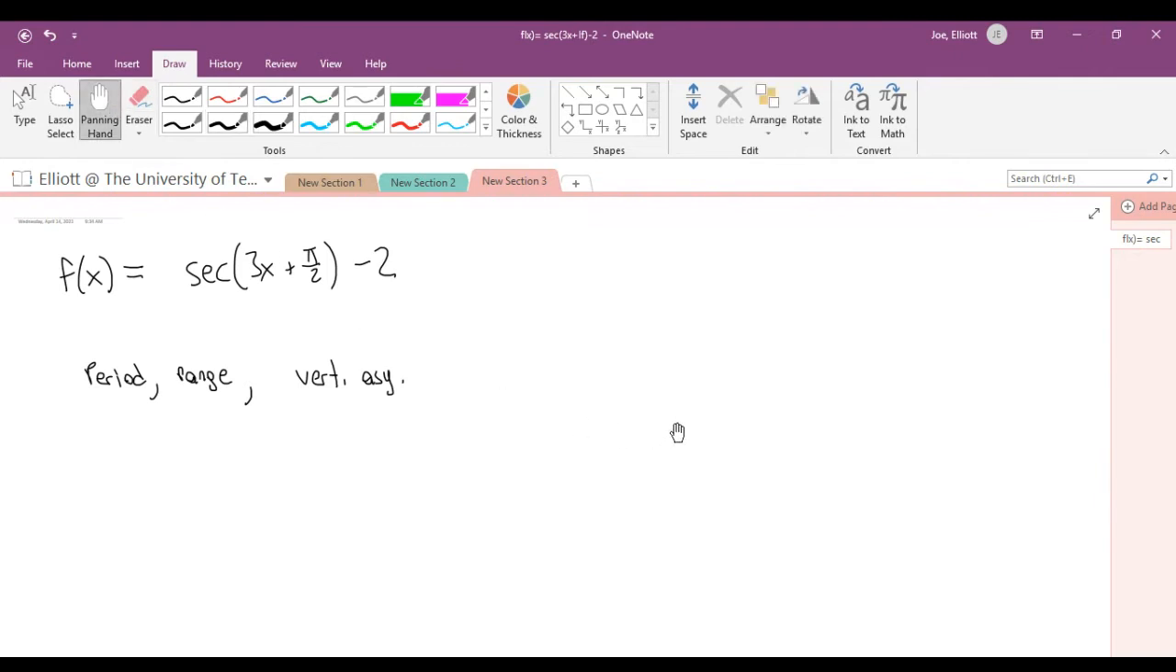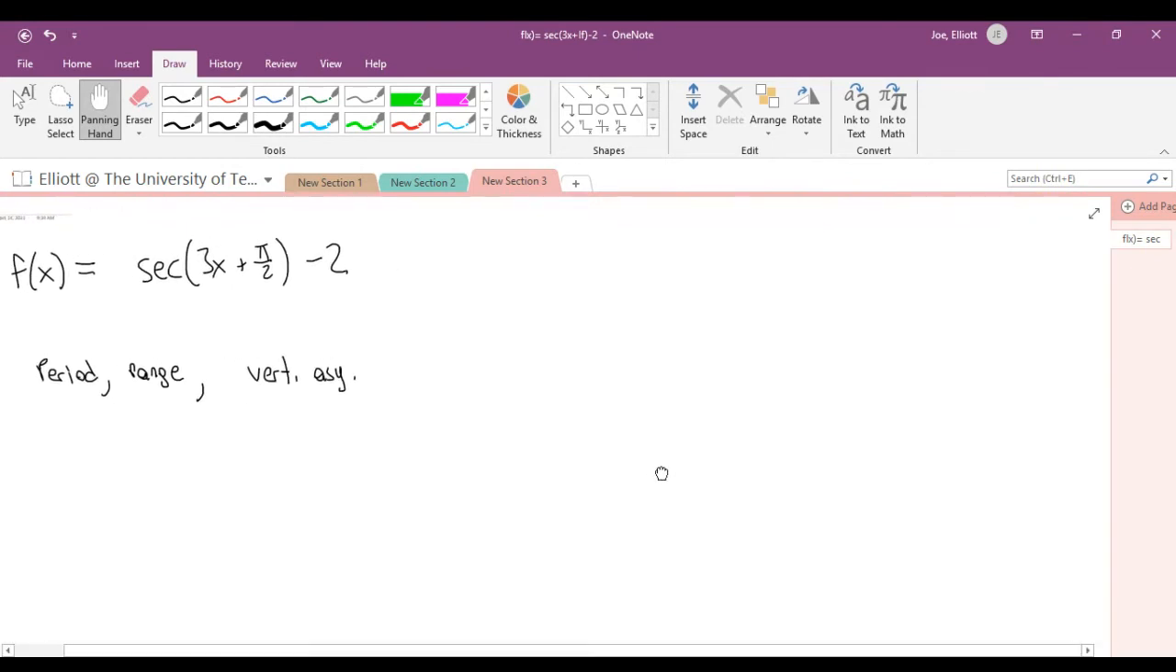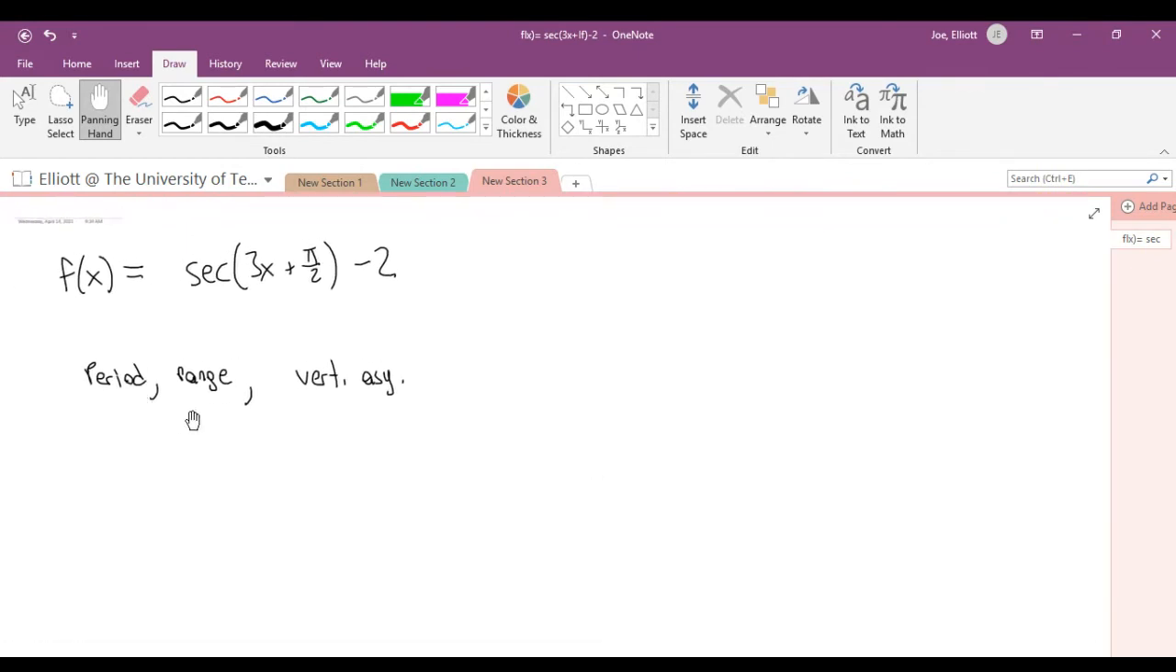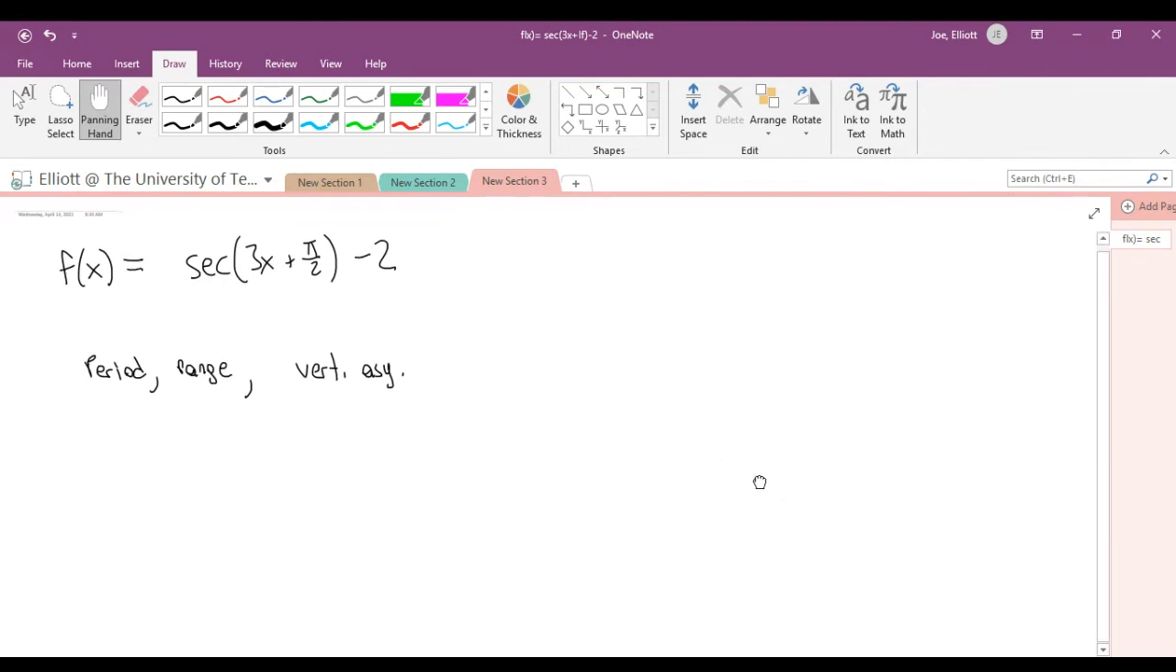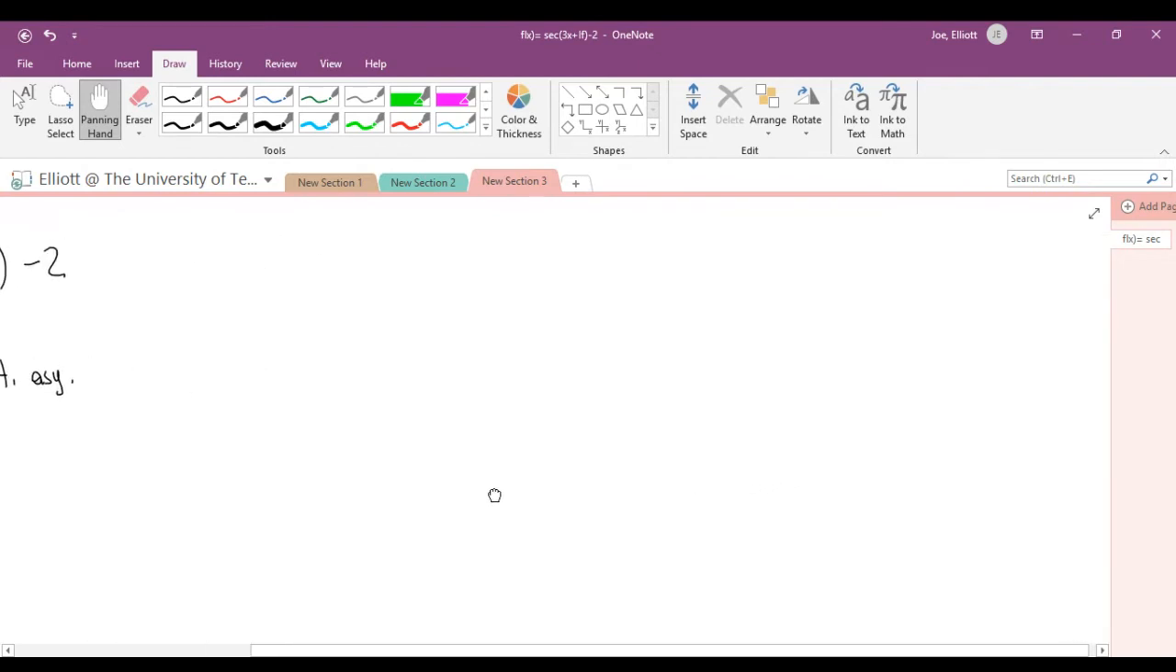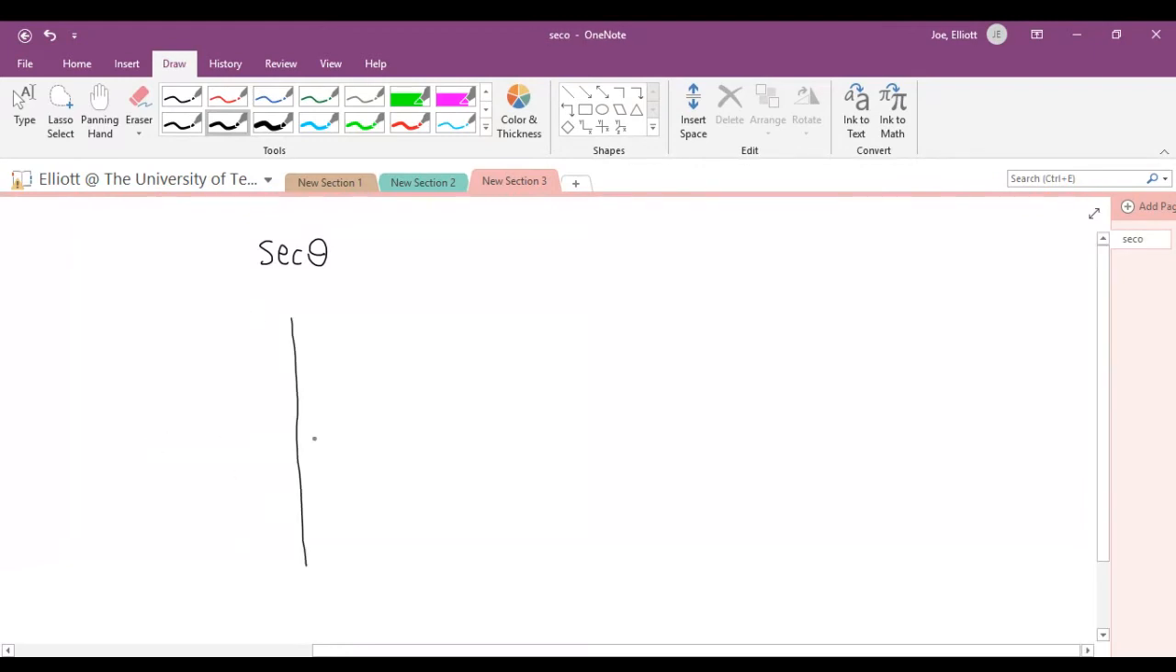Okay. So let's talk a little bit about the graph of secant right now, as well as the period, range, and where the vertical asymptotes will be. So I'll talk a little bit generally first, and then we'll come back to the specific problem. Let's just kind of briefly look at what the graph of secant is. Do you know sort of an easy way of getting the graph of secant? Like, do you have a way to memorize how to get it?